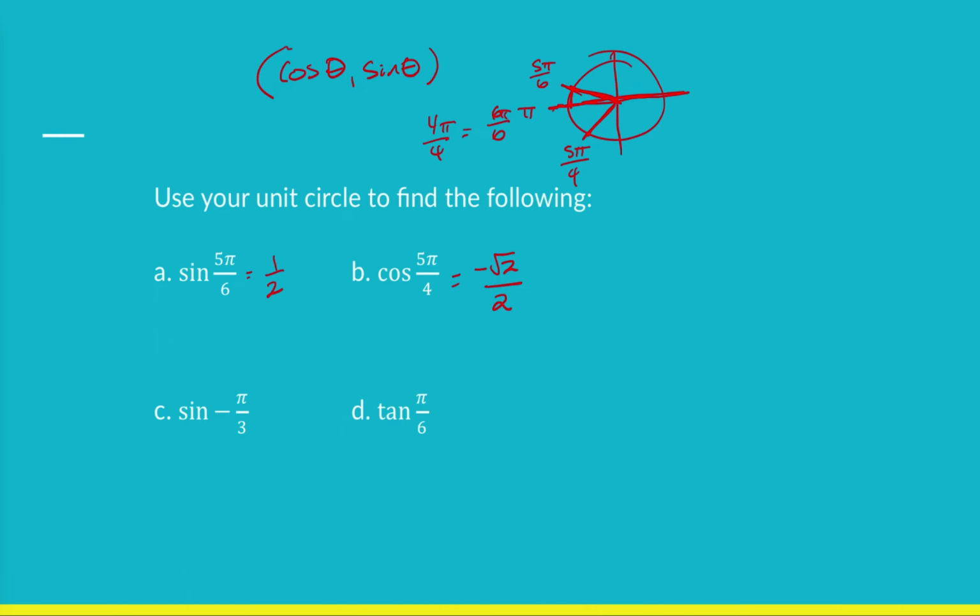Negative pi over 3, we're going to go pi over 3 in the clockwise direction. That looks more like pi over 6. Pi over 3 would be more like here. So we're going to go pi over 3 in the clockwise direction. Negative pi over 3. And your sine there is going to be negative root 3 over 2.